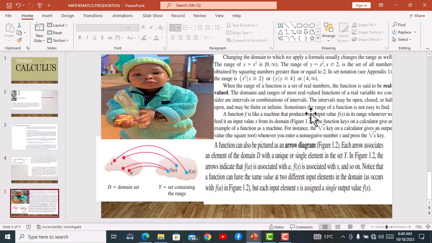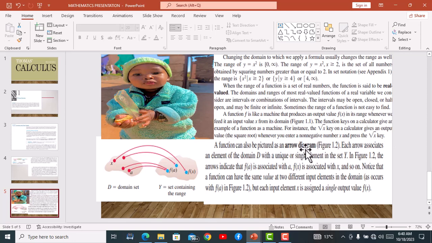A function f is like a machine that produces an output, which is y equals f of x, in its range whenever we feed it an input value x from its domain. We have already discussed that. The function keys on a calculator give an example of a function as a machine. We all know that from the calculator we can find values and so on. For instance, the square root of x key on a calculator gives an output value, the square root, whenever you enter a non-negative number x and press this sign. All right, that is fine.